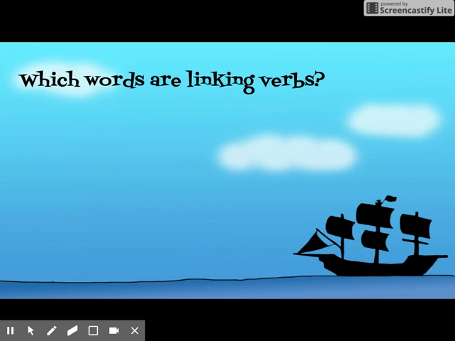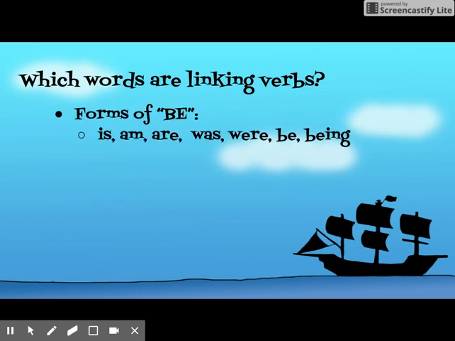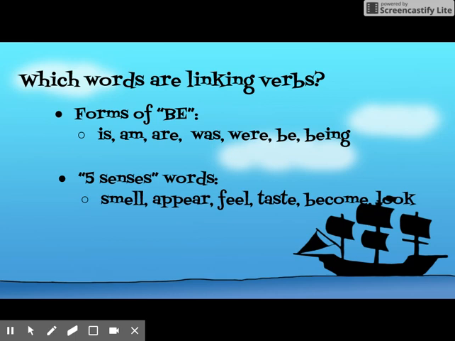So which words are linking verbs? The forms of be, which is, am, are, was, were, be, being, and the 5 sense words: smell, appear, feel, taste, become, look. And you want to be really, really careful with the sense words because they can be an action or they can be a linking verb. So you really want to look at the context or the words surrounding it.